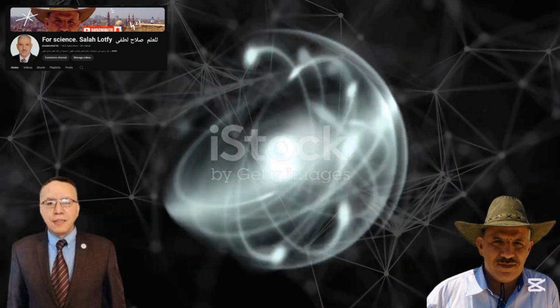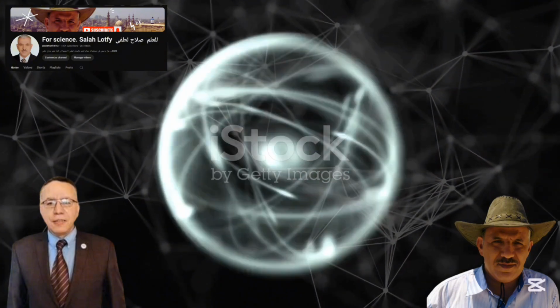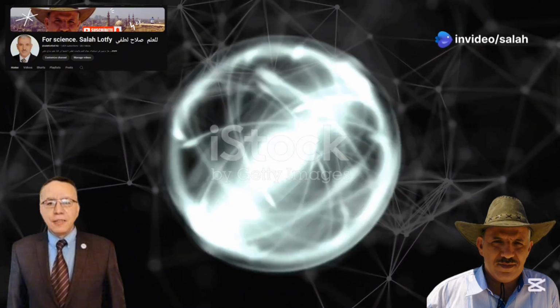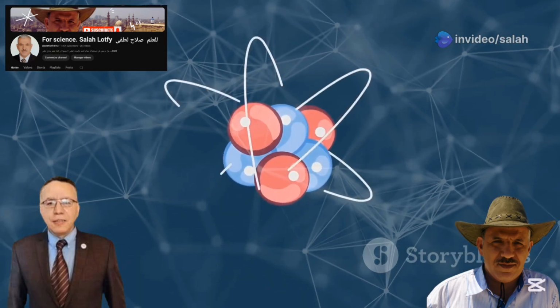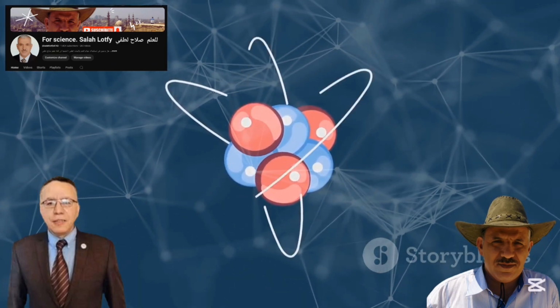Section 7. Nuclear stability. The balance of forces. The stability of an atomic nucleus depends on a delicate balance between two fundamental forces, the strong nuclear force and the electromagnetic force. The strong nuclear force is a short-range force that acts between protons and neutrons, holding them together in the nucleus. It's the strongest force in the universe, but it only operates over extremely short distances.